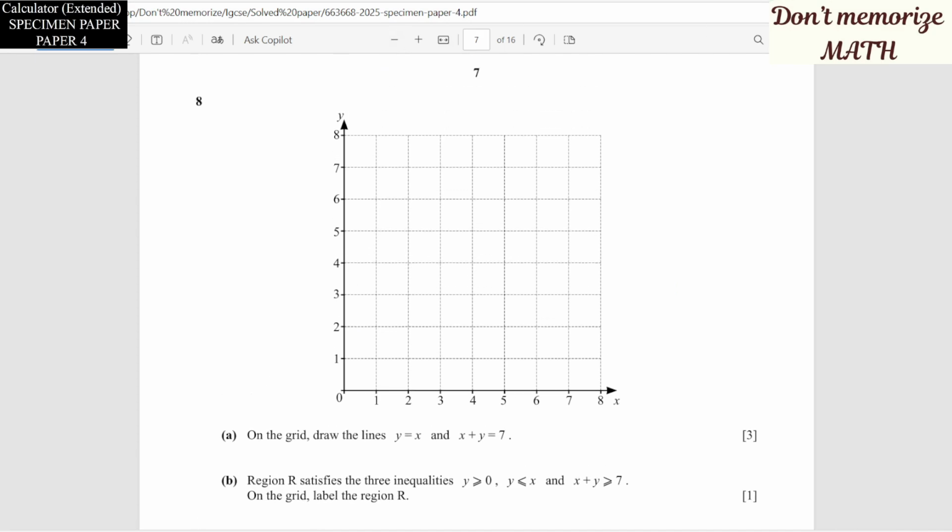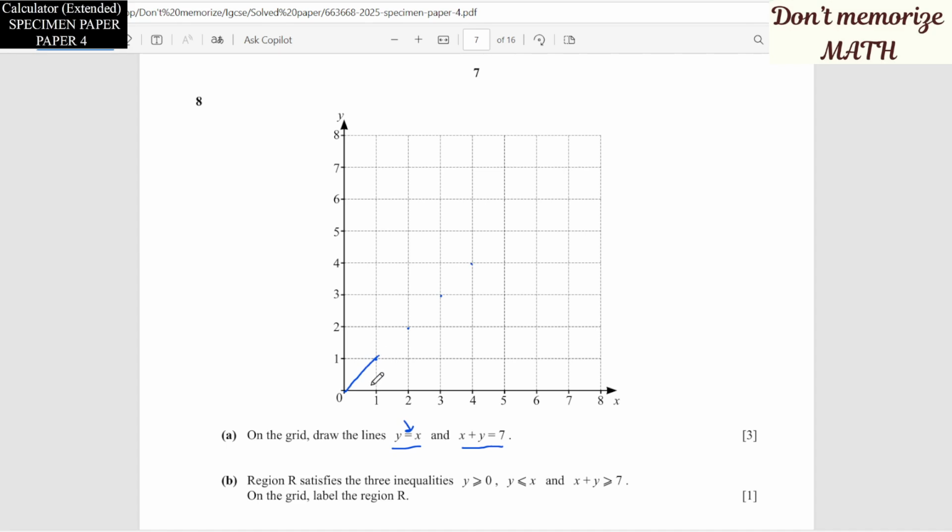Okay. Question number 8. On the grid, draw the lines y is equal to x and x plus y is equal to 7. Okay. So y is equal to x. Y is equal to x means x and y coordinate must be same. So if you are choosing a point in which x and y coordinate must be same, that is the meaning of y equal to x. So x must be 1, y must be 1. So this is one point, right? X must be 2, y is 2. So this is the second point. 3, 3, 4, 4. So when you join, this point is 0, 0, right?